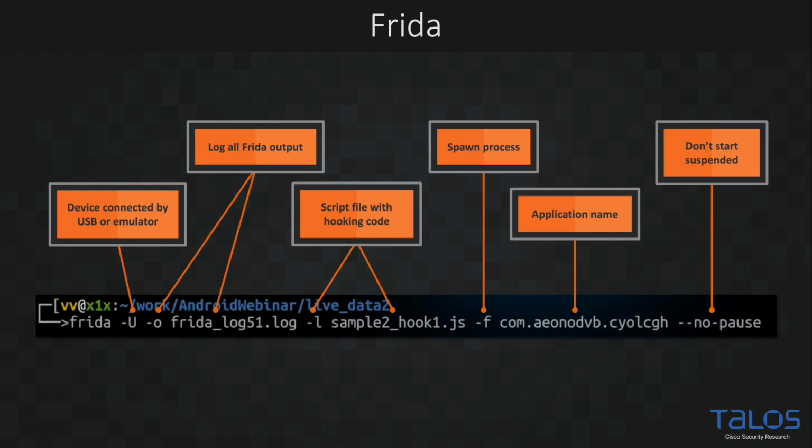So for Frida, it's more or less the same thing. There are a couple of switches that I want to highlight to you. So the first one is -o, so log all output of Frida into a log file. Same reason as the emulator. And the other one is the no-pause.